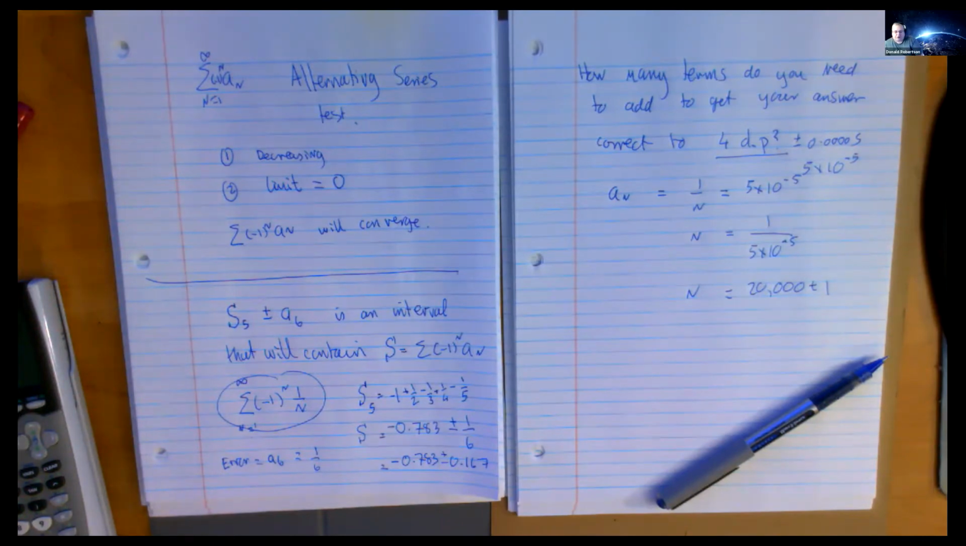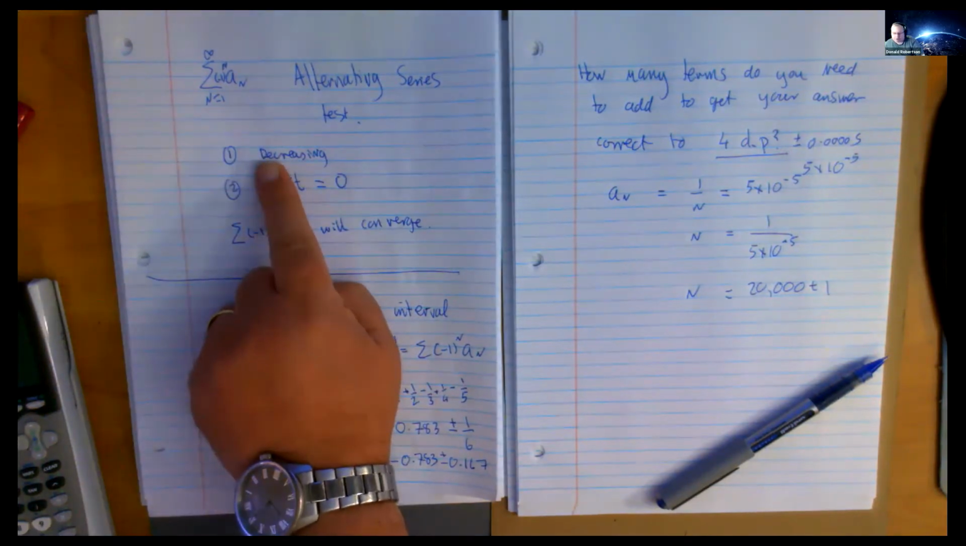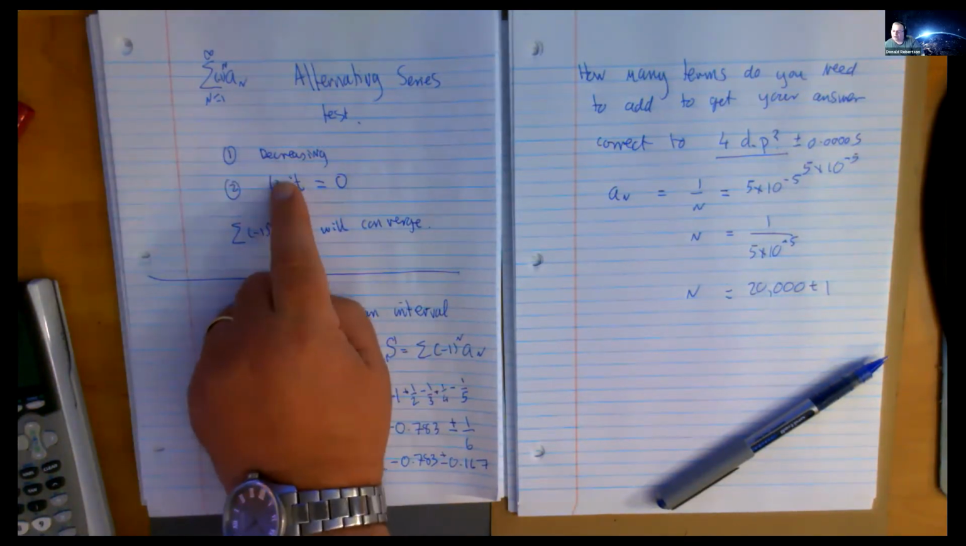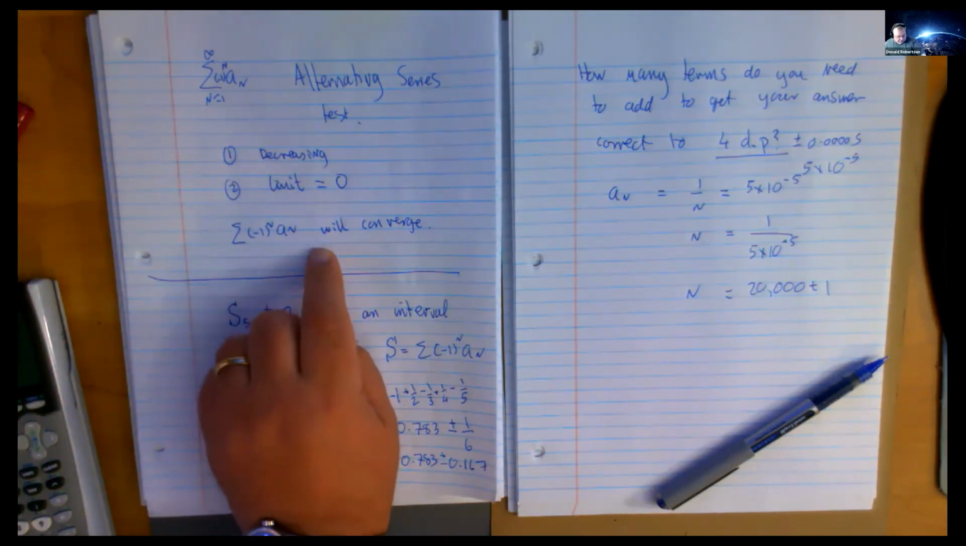So the alternating series is a relatively straightforward test. Prove that the thing's decreasing. Prove that the limit is 0. If you can do that, it will definitely converge. What will it converge to?